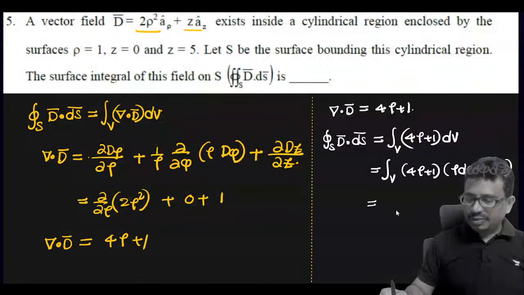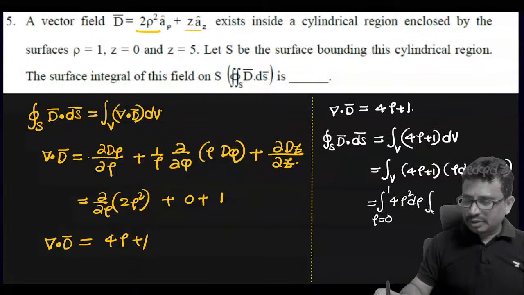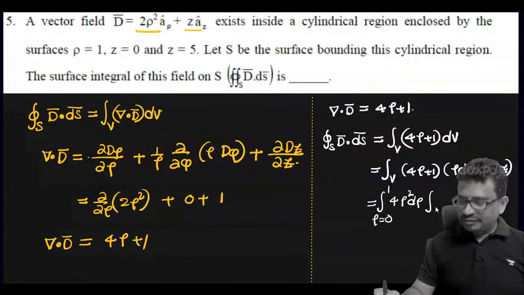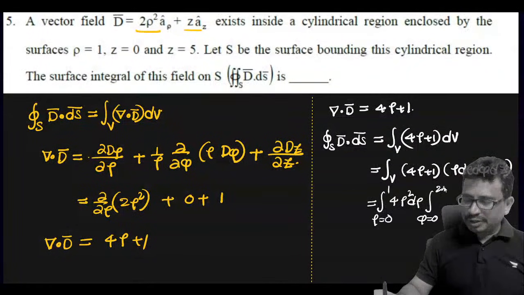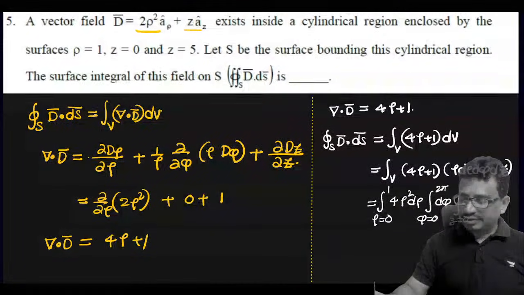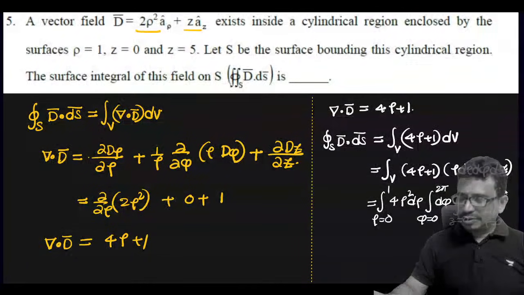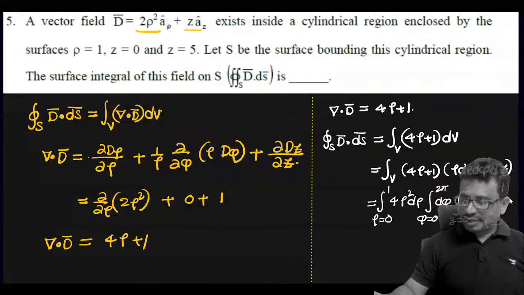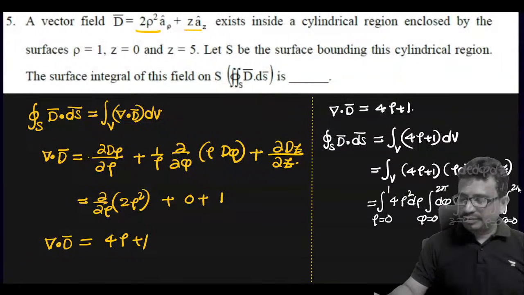Okay, now you can tell me this. So rho is from 0 to 1, it will come as 4 rho square into d rho, and then phi is from 0 to 2 pi, this is d phi, and z is what? Tell me, here 0 to 5, into dz, plus 1. So rho is from 0 to 1, phi is from 0 to 2 pi, and z is from 0 to 5. This is rho d rho d phi dz. How much will it come to, you see?